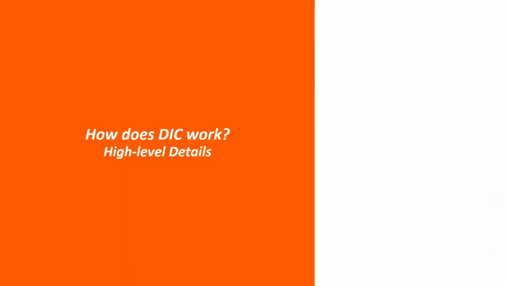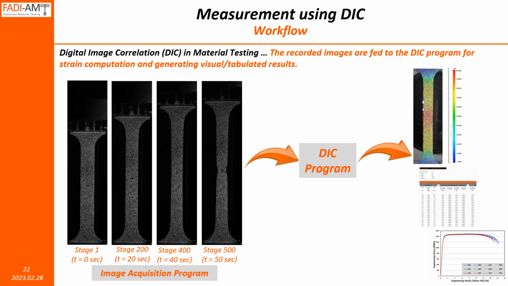Now let's look into how DIC works before we look at some other examples. I'll be talking about some high-level details on how a DIC algorithm really works. For that, first we need to understand the workflow of DIC. So for DIC to work, there has to be a good amount of contrast on the surface of the sample or whatever body we are trying to monitor.